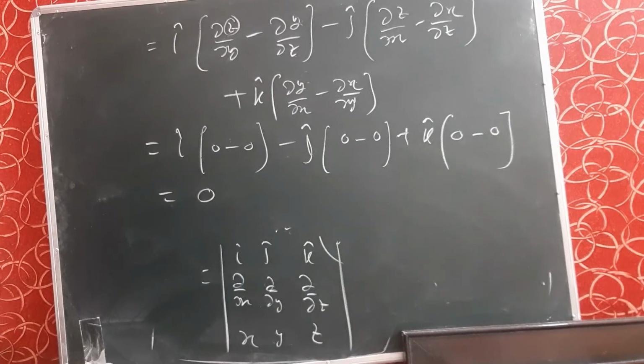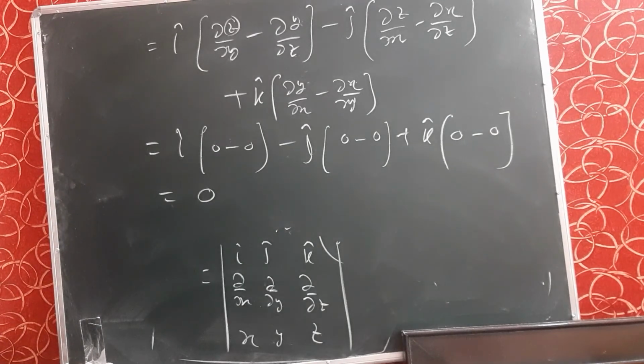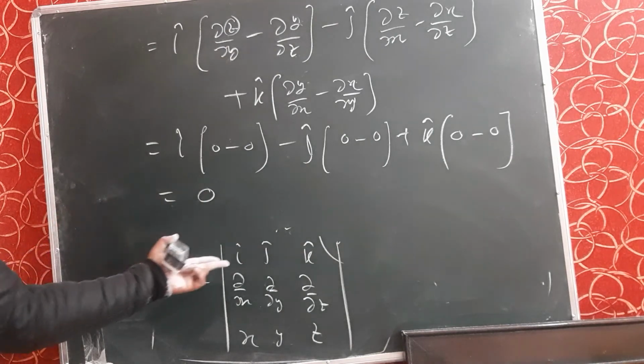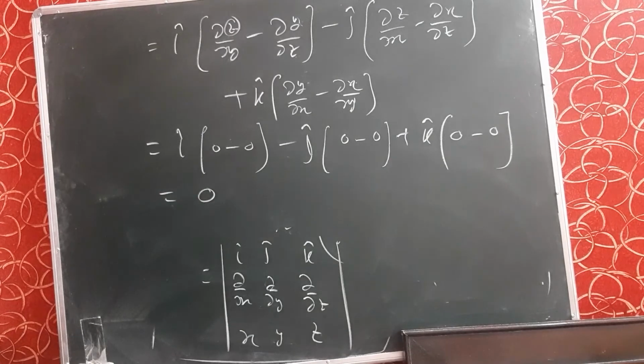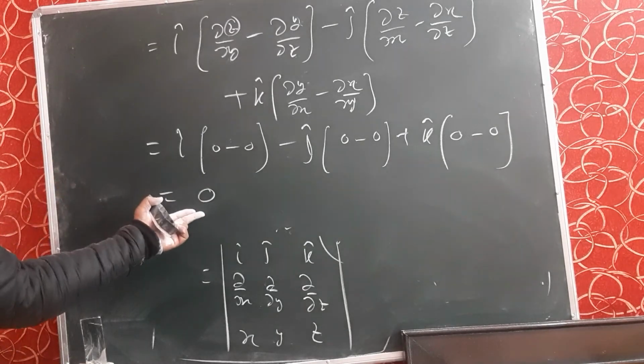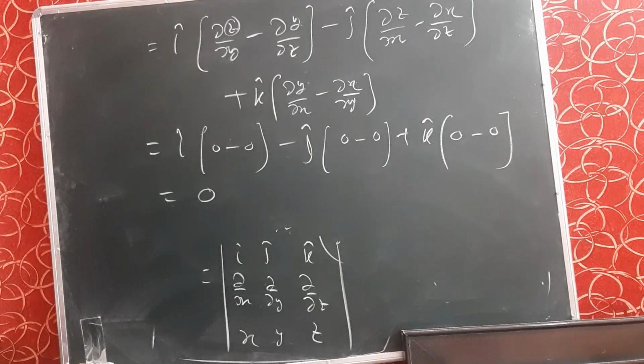So it is proved that this vector r equal to xi plus yj plus zk is an irrotational vector, because when we have taken the curl of that vector, the curl becomes 0, which means the vector is irrotational. So in this way you can do more numericals based upon the solenoidal vector and the Poisson equation or Laplace equation. Thank you very much.